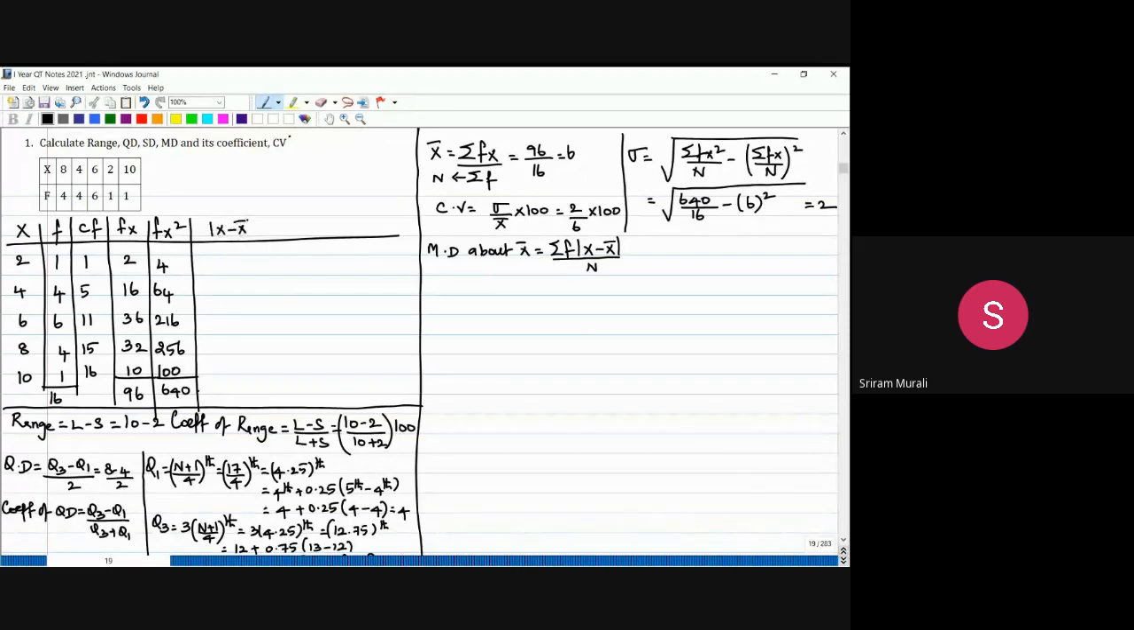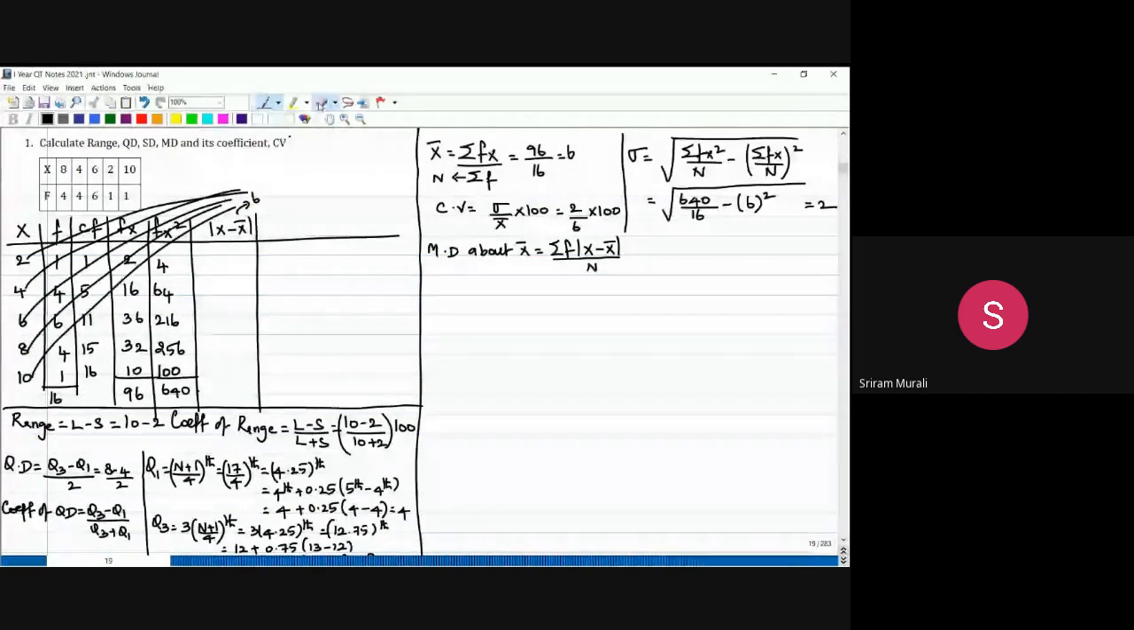Then I should multiply with f. First, to find x minus x bar. You know x bar is 6. So 2 minus 6, 4 minus 6, 6 minus 6, 8 minus 6, 10 minus 6. Do you understand how I write?